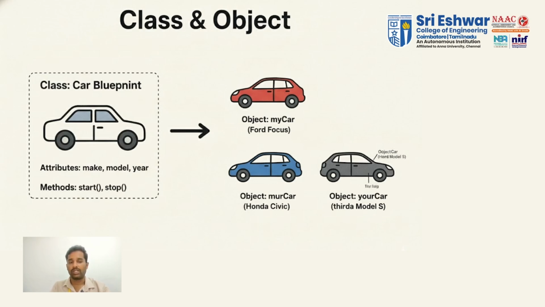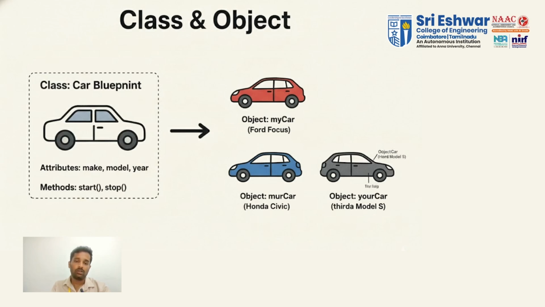Then what about an object? An object is a reference to the class. We can use the object to refer to the class. Through the object, we can access the attributes, methods, and data members of the class. So, in the same example, we can see on the right side, we have three different colors: red, blue, and gray, right? If it is my car, it has separate properties. If it is your car, it has separate properties, right?